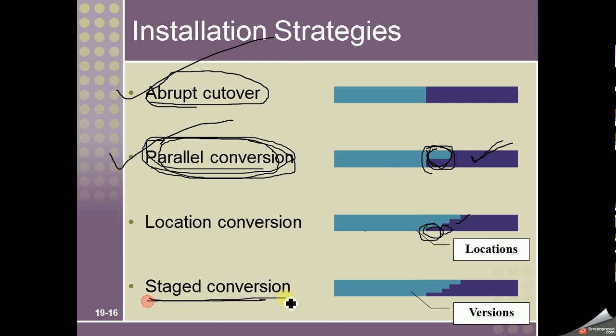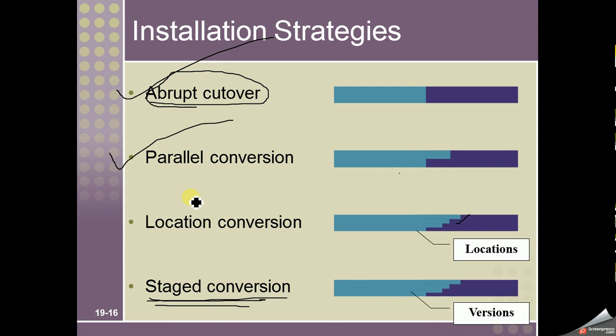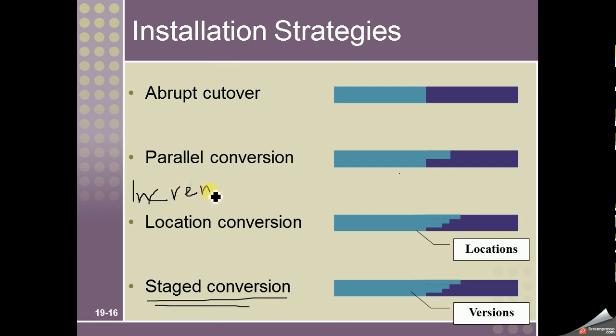Next is staged conversion strategy. Let's see how it works. This strategy works if we have used some kind of incremental development approach or iterative development approach. All of you have studied in SAD1 that the incremental approach will deliver some system in every iteration, in every increment. So what we do here, these are different versions of the system.